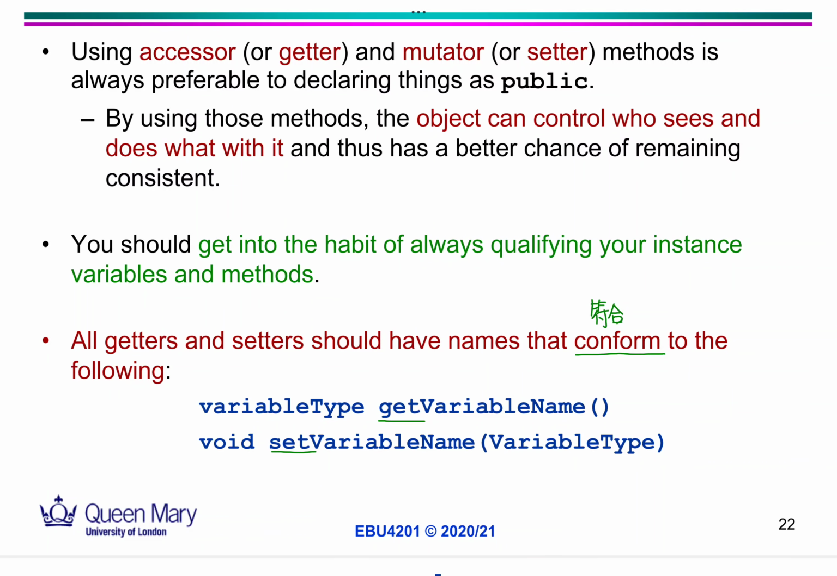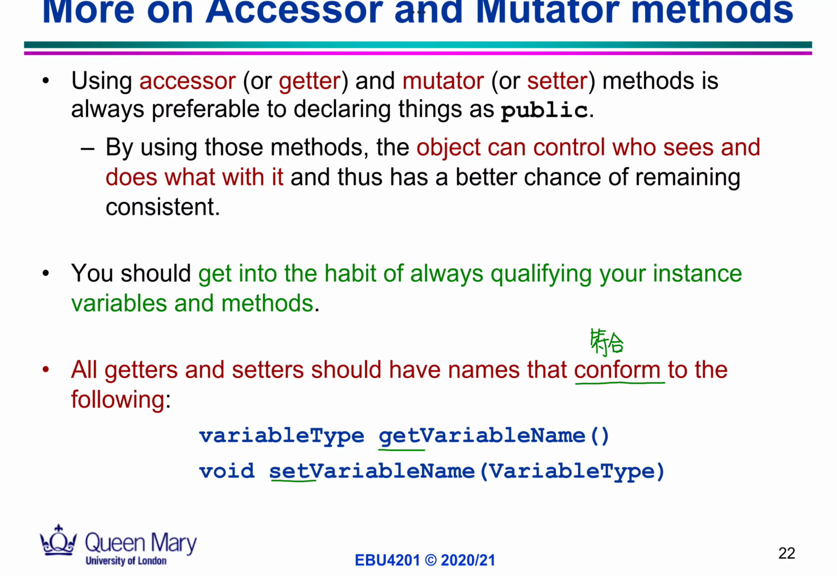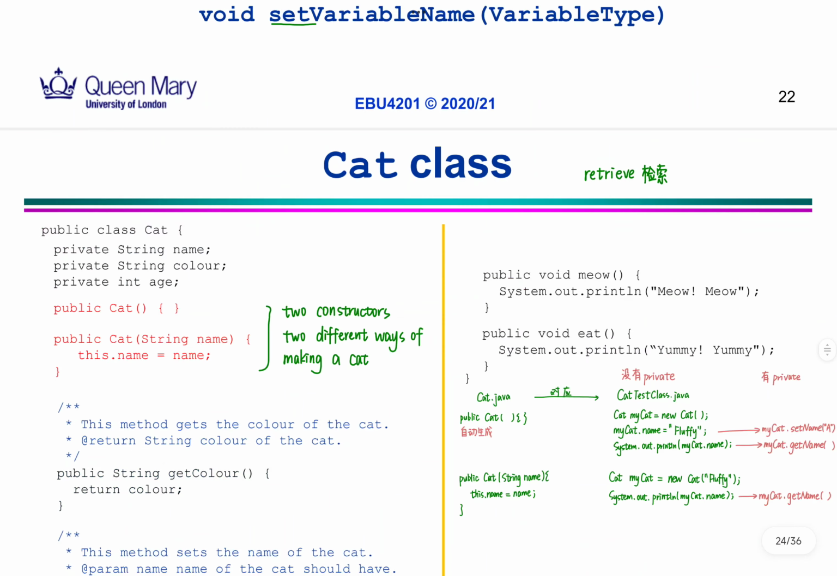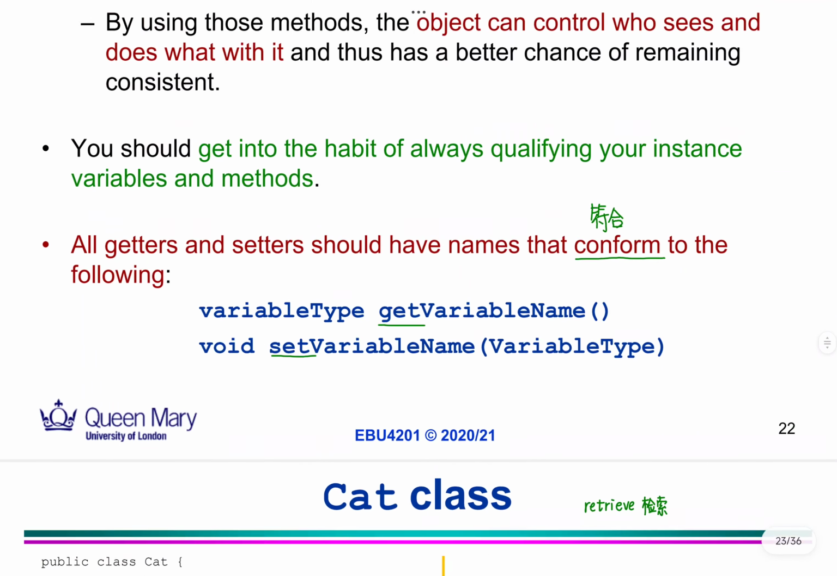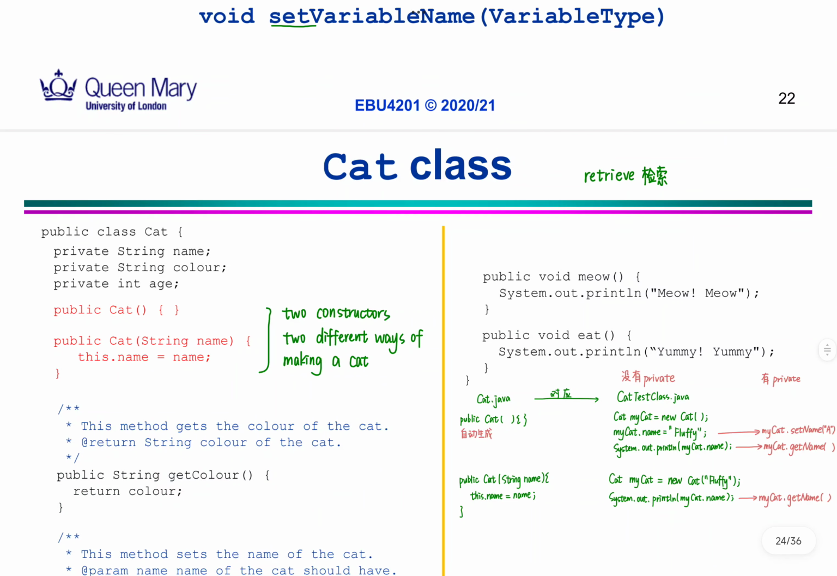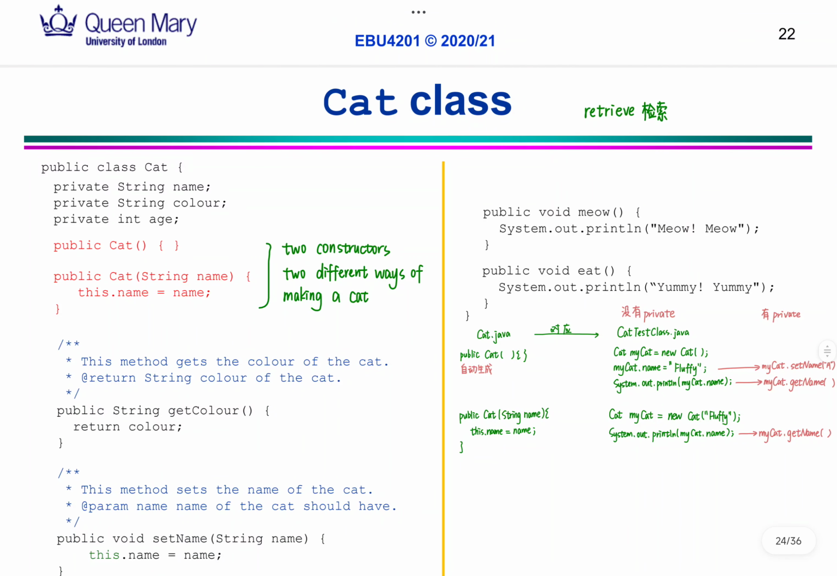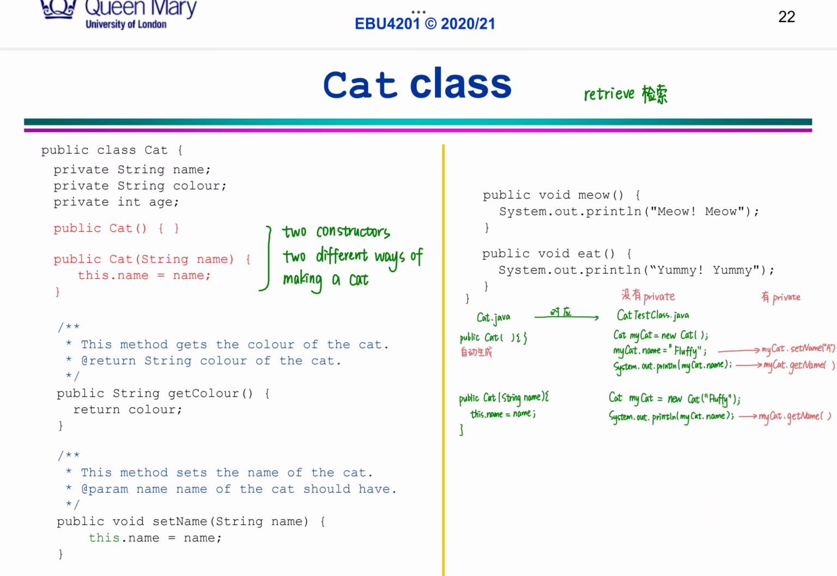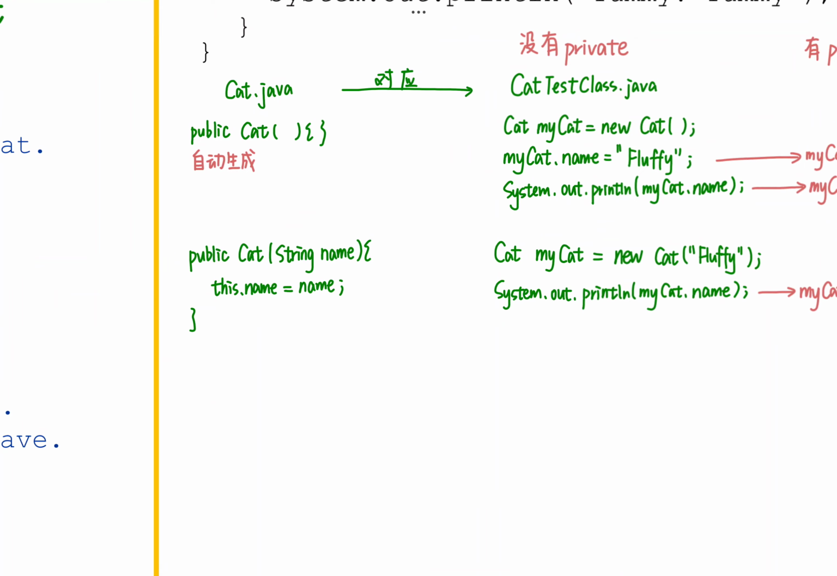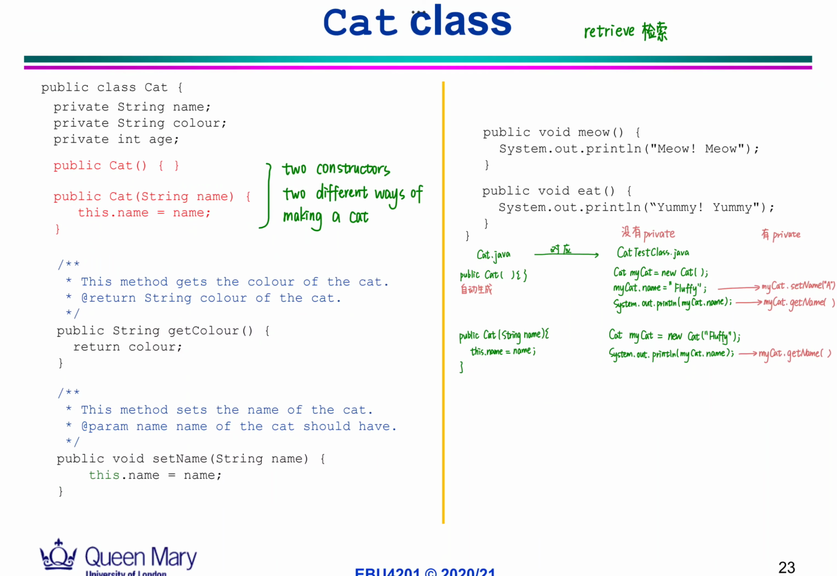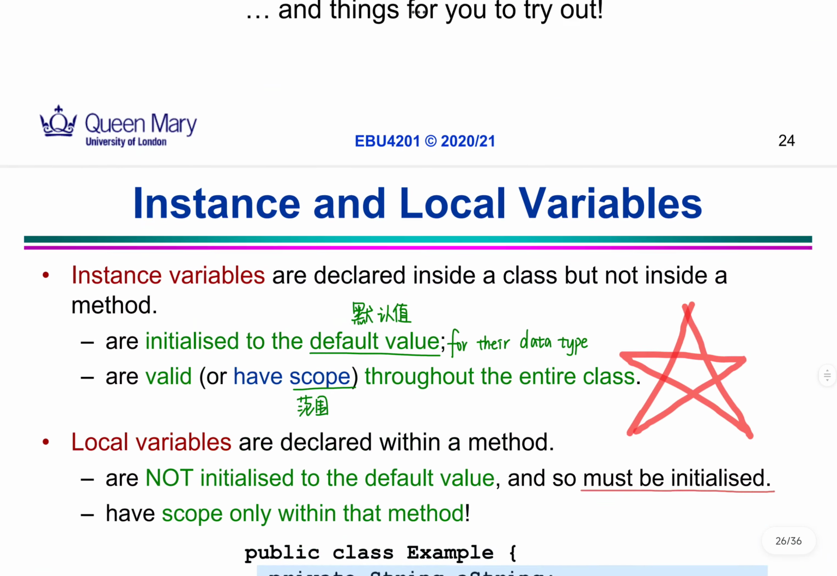Variable type, get, variable name. Variable type means the lowercase and the capital type. Get variable name. This is the convention to follow. Test classes means that we need to do something. This is just the retrieve, a very traditional and simple thing.